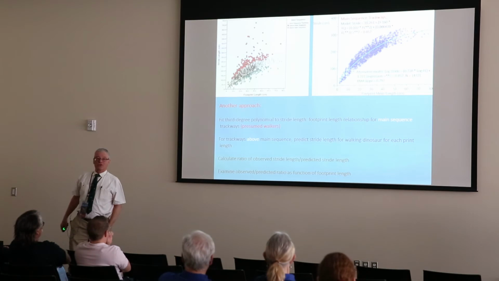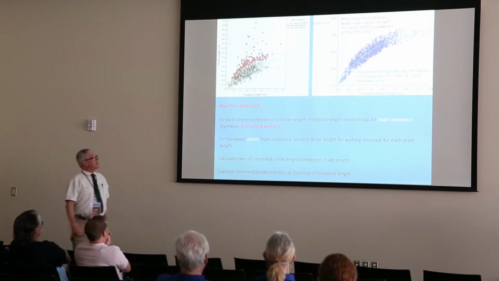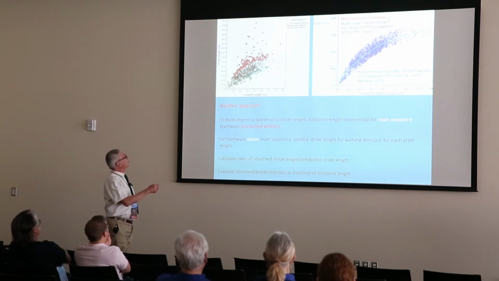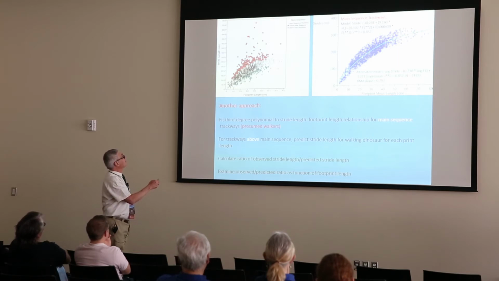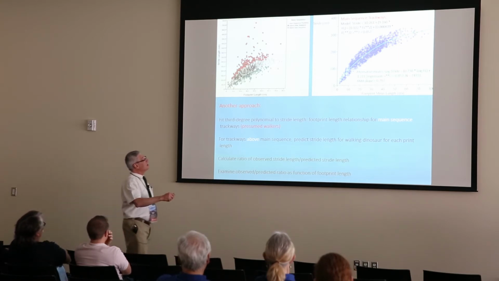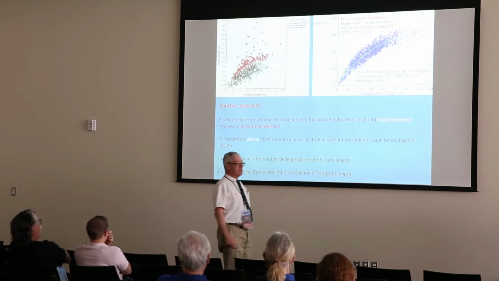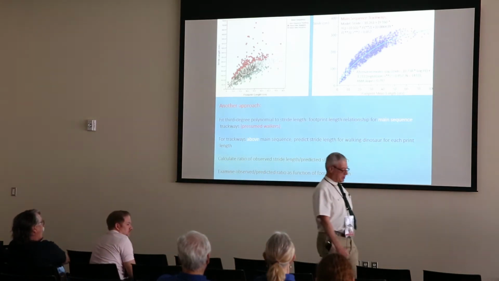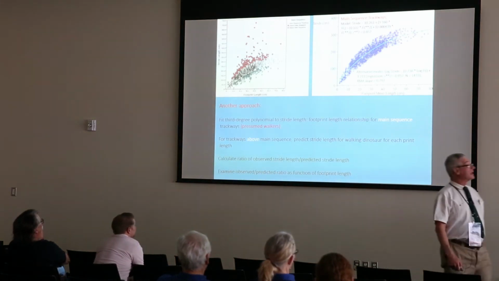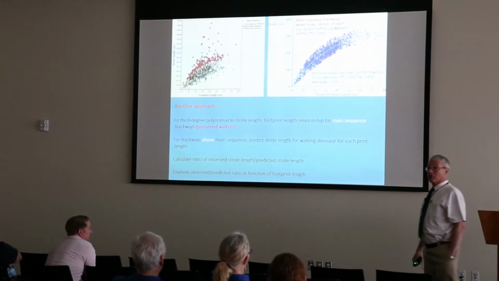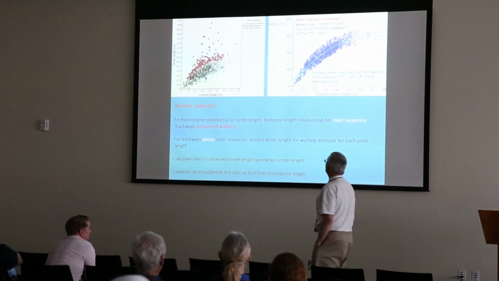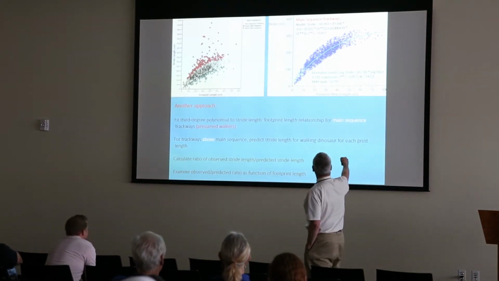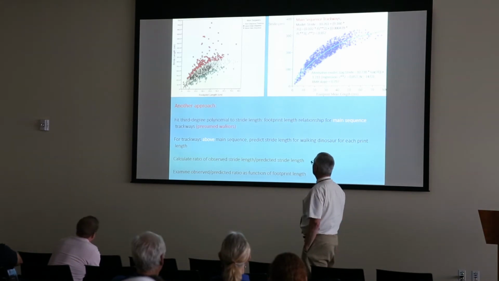I tried another approach to these data. If you look at the same plot we had a minute ago, we've put the main sequence trackways, as we call them, in black, and here in red are the ones that are above the main sequence. We fit a curve to that to predict what we would expect the stride length to be for a normally walking dinosaur with a footprint of whatever length happens to be.